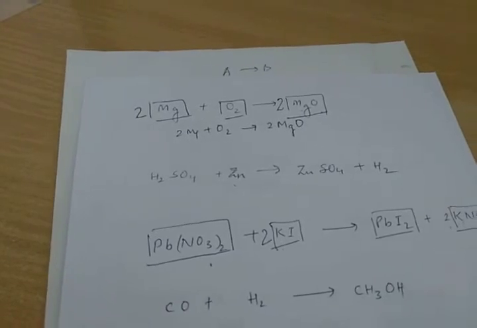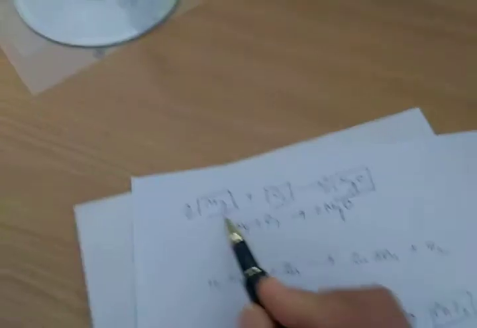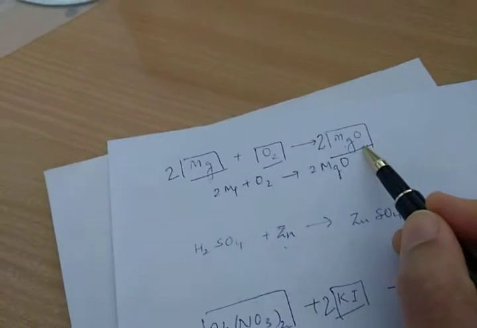We start with magnesium reaction with oxygen. Magnesium plus O2 changes into MgO. As per rule, first we encircle magnesium, oxygen, MgO species separately.